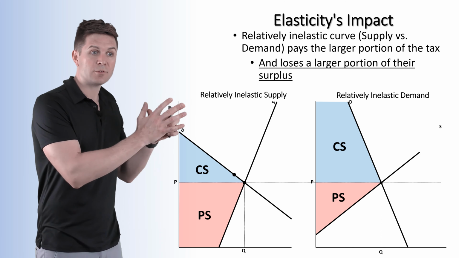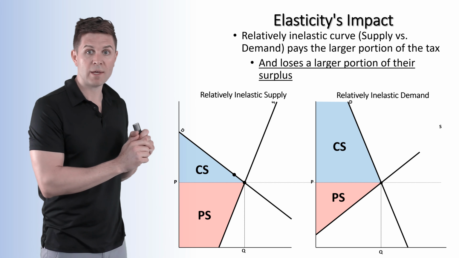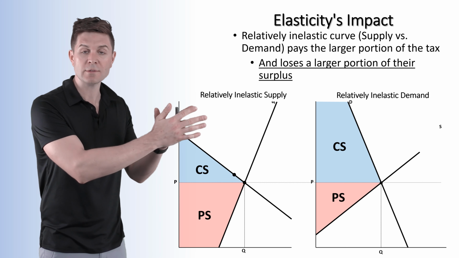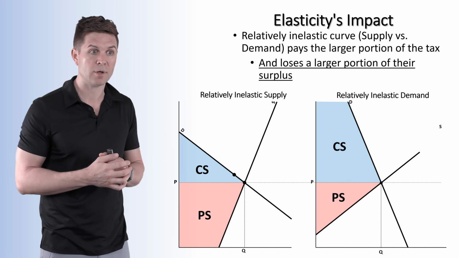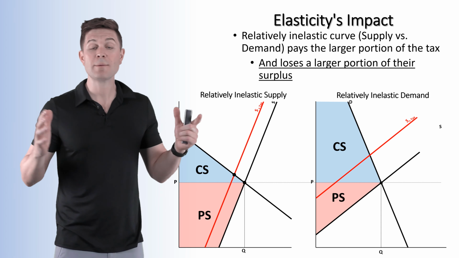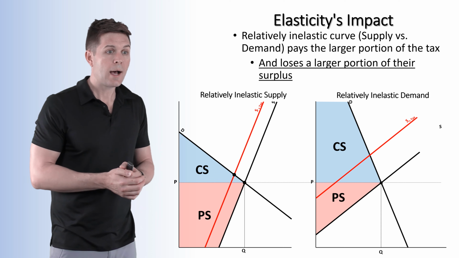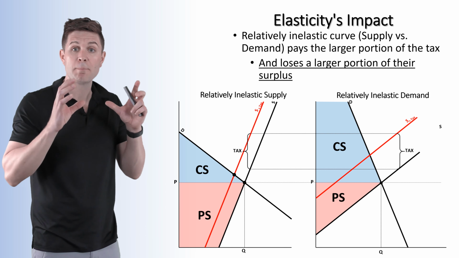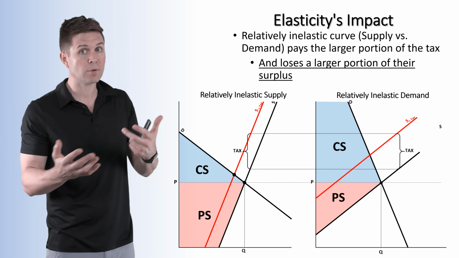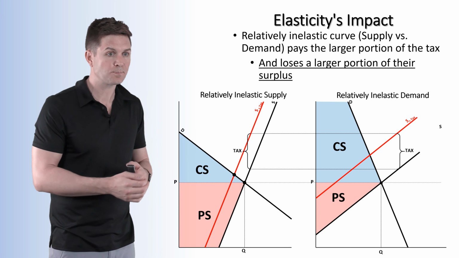So on the model on the left, supply is going to receive the heavier burden of the tax. On the model on the right, demand is going to receive the heavier burden of the tax. So let's put the same tax on both models. And we're just simply going to shift the supply curve because it's easier. Each of these curves is shifted by the same amount. It just looks different because the elasticities are different.